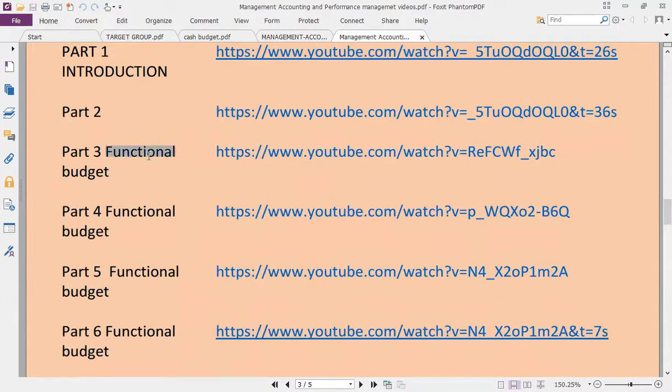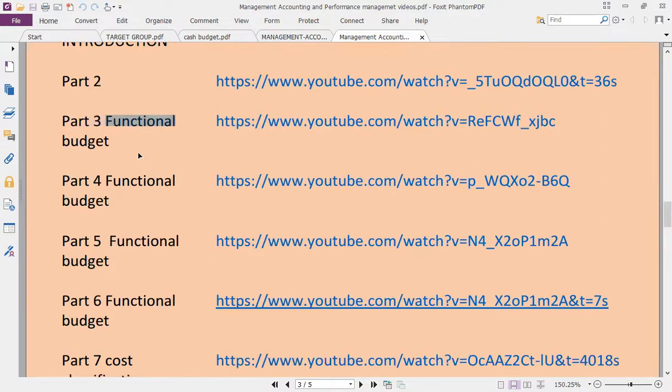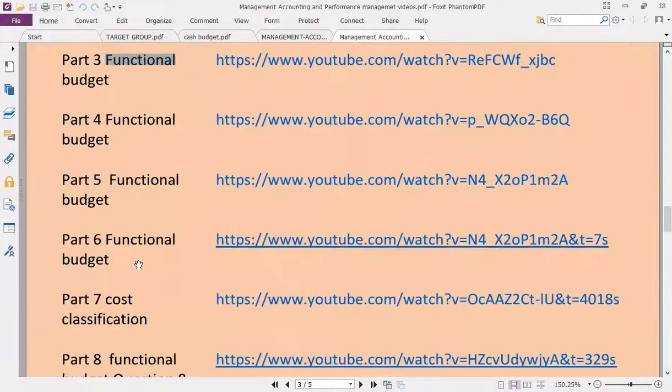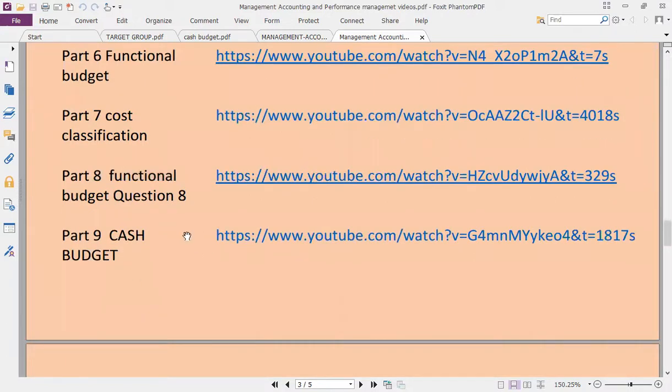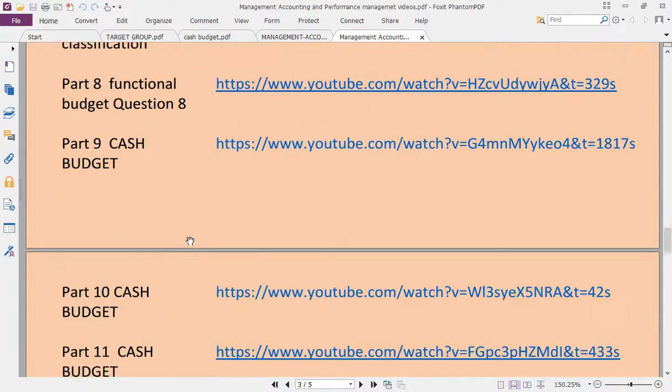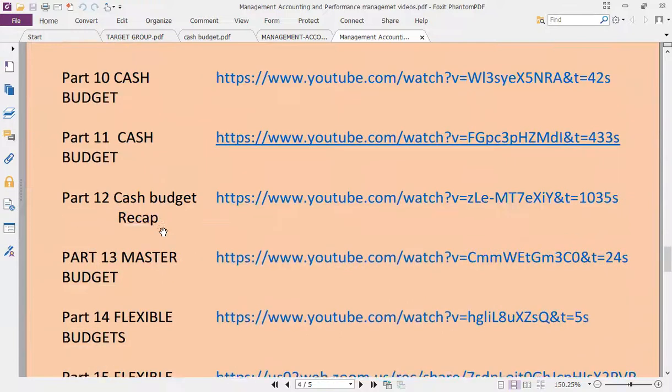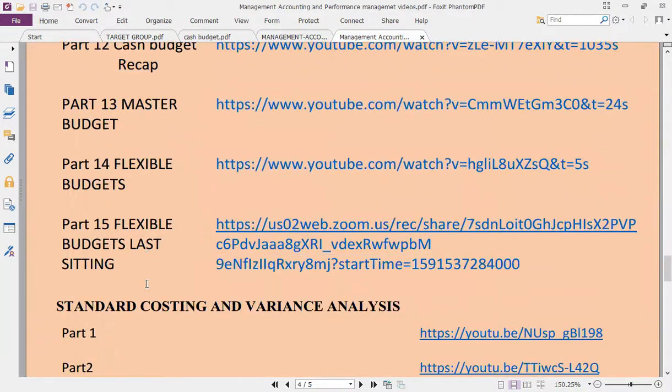Then the functional budget. This is a solution to question 7. And then some part of question 12. All these are functional budgets. This is question number 8. Very interesting. Can you go through cash budgets? I'm begging you. Go through cash budgets, master budgets and flexible budgets.